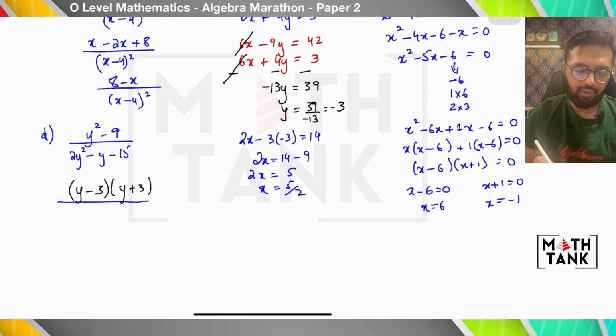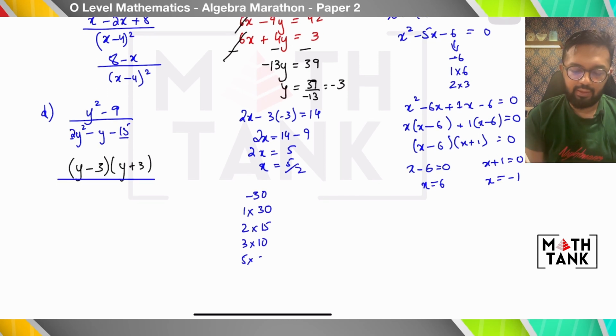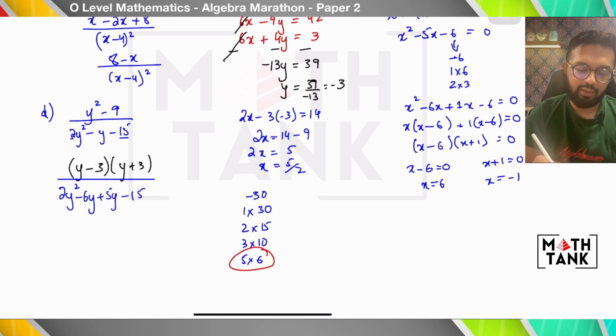Then in the denominator, what I see is the quadratic expression. So I'll have to make factors of minus 30 and see what I get. 1 into 30, 2 into 15, 3 into 10, 5 into 6, and then 6 into 5 repeats itself. Have I found my factor? Yes, I found my factor. I need a number such that it gives me minus 1 when subtracted. So I'm going to write 2y squared minus 6y plus 5y minus 15.